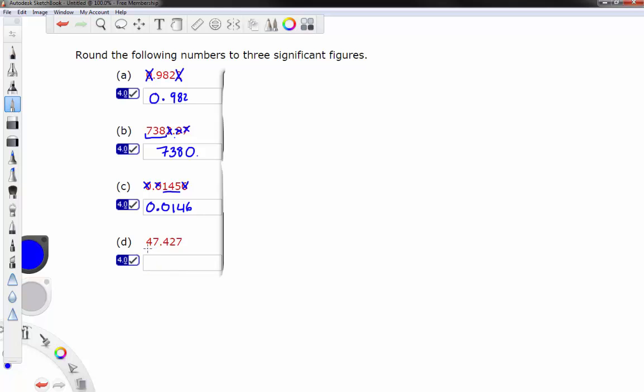Last but not least, I have this number here. All of these are significant figures. We want to round off to 3, so get rid of these 2. 2 would round down, so this should be 47.4.